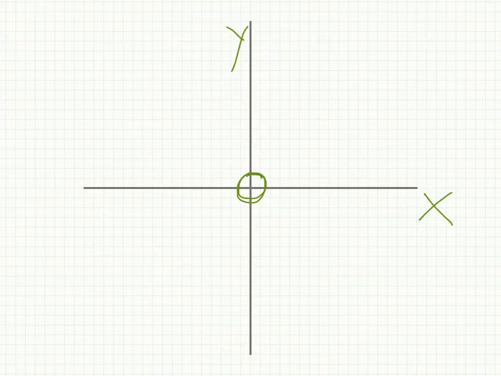For example, since the origin is located at point 0, 0, if you were to move to the right 1, 2, 3 lines and up 2 to this point right here, you would be located at the point 3, 2. Okay? The first number, 3, is the x-coordinate. It tells you how far to the right or left to go. Positive values are to the right, negative values are to the left.